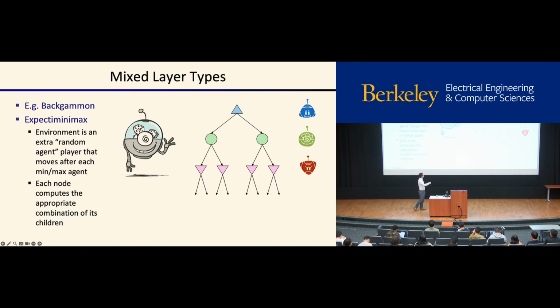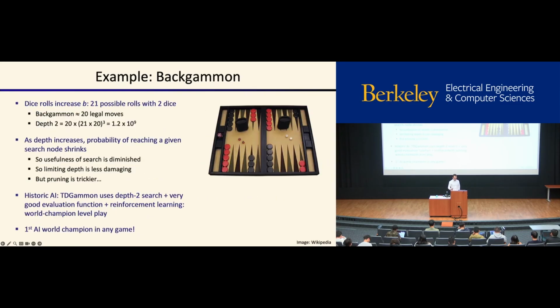And so we can actually stack these, and everything works exactly how you would expect. If you want to compute the value of this max node, first compute the chance nodes. And before you compute each chance node, first compute the min nodes. So this works exactly how you'd expect, and this allows you to do things like backgammon.